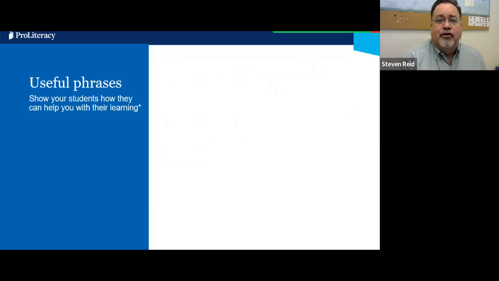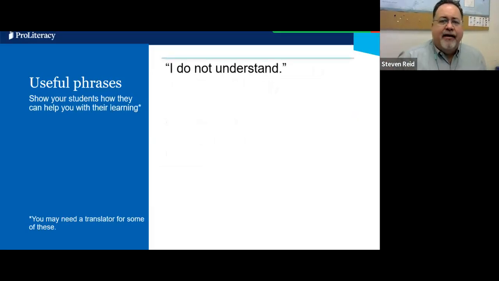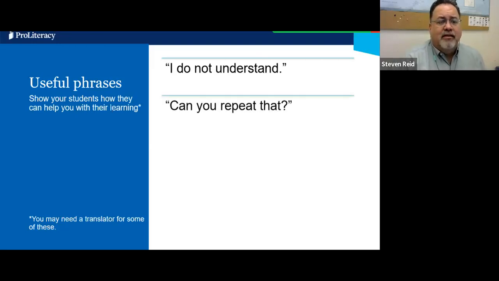I think it's important for you to show them, or have them show you, what they are doing. You may need some translator help for some of these, but I do think they're important to teach early on. And certainly the first one is I do not understand. I couple that with I do understand, or I understand, but I need them to be able to say, I do not understand. I think it's also important that they say, can you repeat that?